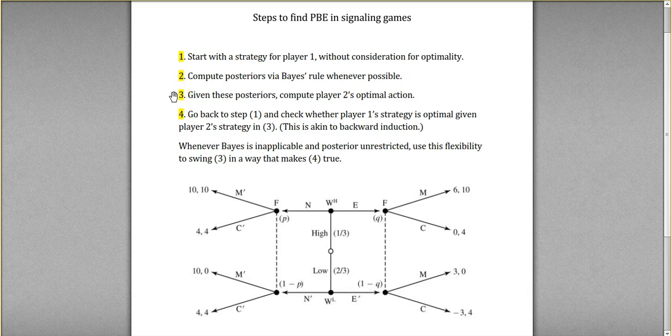Step number 3, given this new assessment, these new posteriors, compute player 2's optimal action. All right. And now we go back to step number 1. Step number 4 says, go back to step number 1 and check whether player 1's strategy is optimal given player 2's strategy in step 3. This is like a backward induction.